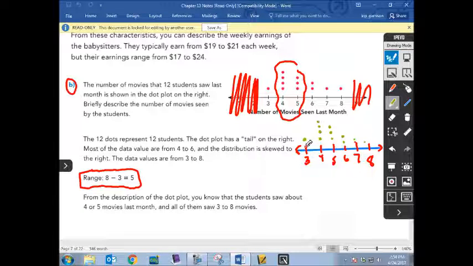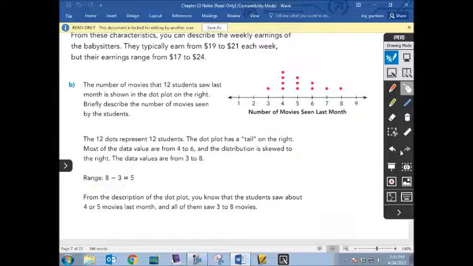So this would be right skewed. That's the way you would name that. It's not right in the middle like it was in the one above, where the majority of it would be right around 5 and 6, right in there, but it's not. Okay, so again, there's your dot plot.